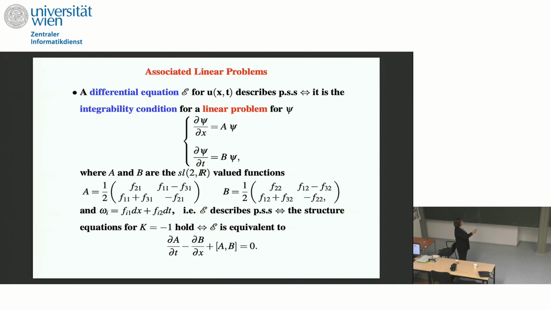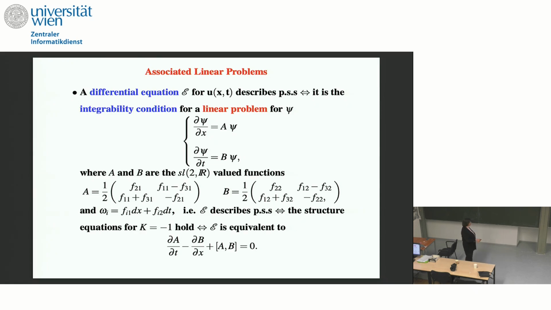So A and B are matrices, and they are all defined in terms of the Fij's that I just gave you. So giving the Fij's, or saying that I have a differential equation that describes a pseudo-spherical surface, is equivalent to saying that I have this linear problem. Now, the compatibility of this linear problem should be the differential equation. And the compatibility of the system is exactly this one here. Now, this is equivalent to the Lax pair.